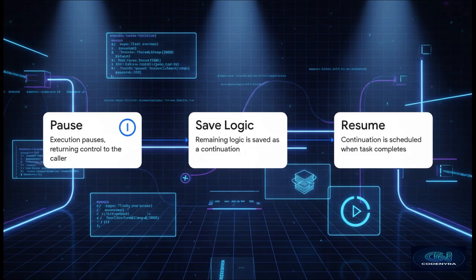Step 1. Execution pauses and control is immediately returned to the caller, which instantly frees up the thread. Step 2. All the remaining logic in your method, so your variables, your context, the very next lines of code you wrote, all of that gets bundled up and saved as what's called a continuation. And finally, Step 3. When the awaited background task finally completes, this continuation is scheduled to run, which seamlessly resumes your method exactly where it left off.